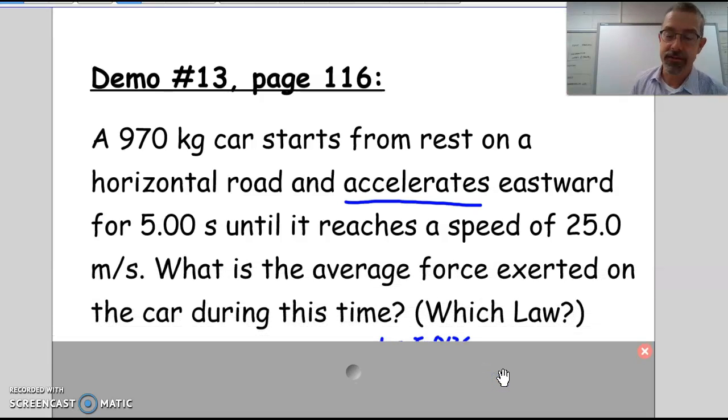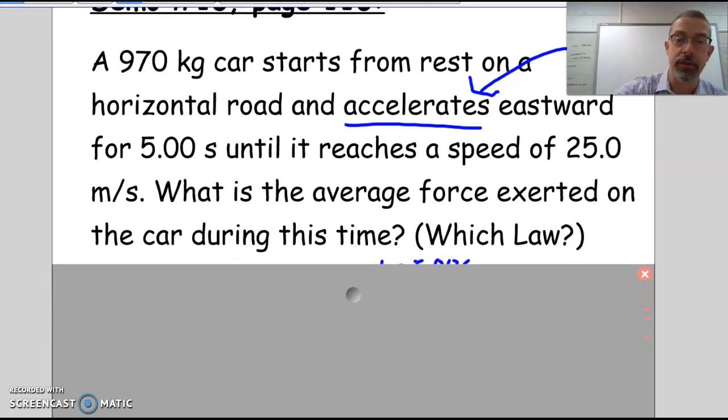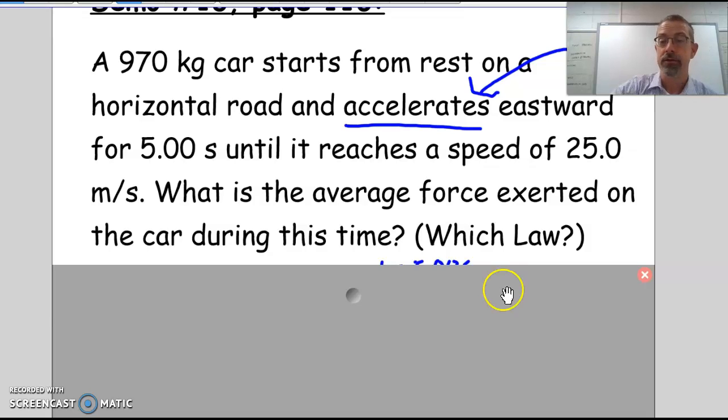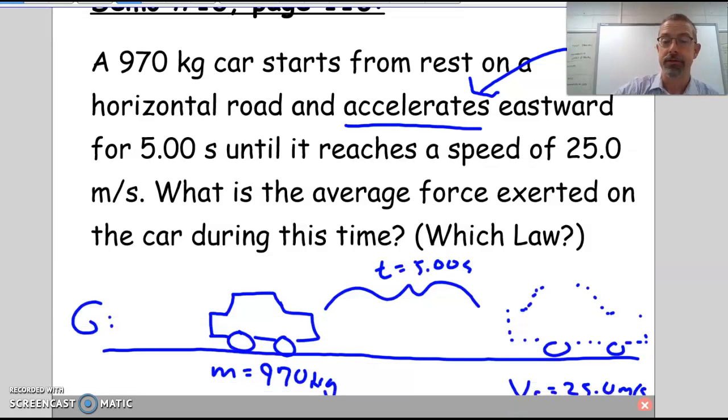Let's say you've got a 970 kilogram car starting from rest on a horizontal road, and it accelerates eastward for 5 seconds until it reaches a speed of 25.0 meters per second. What is the average force exerted on the car during this time? Before you even ask that, which law is being applied? Well, since Newton's second law deals with acceleration, that's going to be the equation we use. So let's depict this situation.